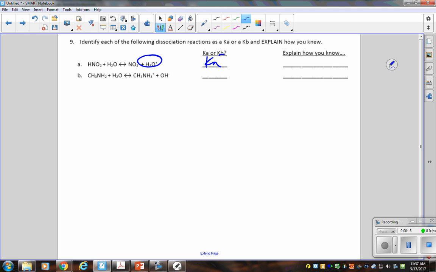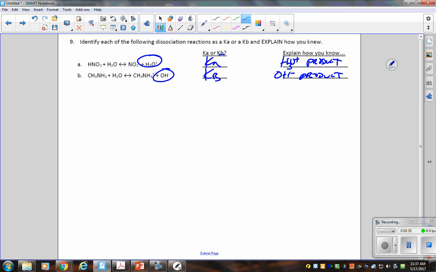And then how do I know? Because H3O+ is a product, right? So then if I look here, this has OH on the end of it. OH is a base, right? So automatically, I know it's a Kb right there. And the reason why is OH minus is a product. So that's that one. So Ka, Kb just stands for that, and we're going to go through some of the problems you'll see.